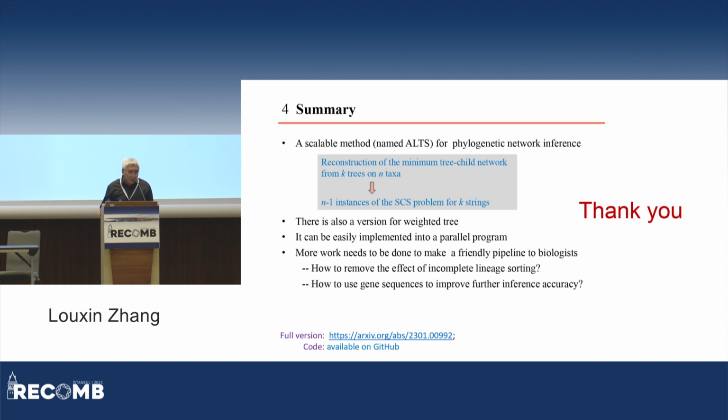Lastly, definitely more work needs to be done to make this a friendly pipeline for biologists. For example, we have to consider how to remove the effect of incomplete lineage sorting, and how to use other information to improve the inference accuracy. For example, we know the gene sequences, so we may be able to improve the accuracy using the gene sequences.